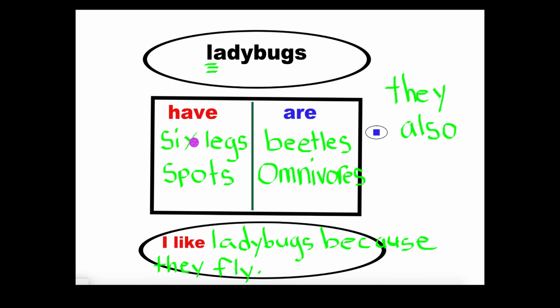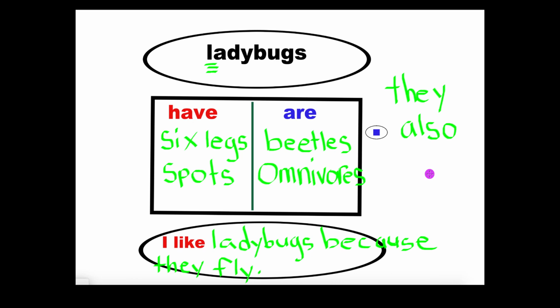So ladybugs have 6 legs. They also are beetles. And then if you want to go back and write more than 2 sentences with facts, you can say ladybugs have 6 legs. They also are beetles. Then you go back and say the name again. Ladybugs have spots. I like ladybugs because they fly. And you can also use the word and, and we are going to talk about that more in thinking maps. Right now, we're just keeping it at they also and opinion.